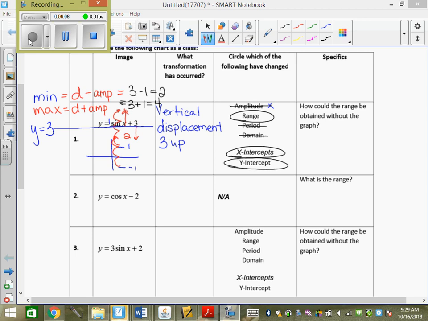We agree? So how could the range be obtained? By using this. So we are going to do, I'll do interval notation first. It's going to be 2 to 4. Next one I'll do set. So this one, I have a vertical displacement. Two down.